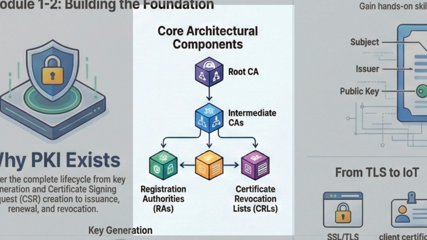The certificate lifecycle starts with secure key generation, followed by creating a certificate signing request that binds a public key to identity data. After validation, a certificate is issued and used by clients and servers. Over time, certificates must be renewed before expiry, and if compromise or policy violations occur, they must be revoked so relying parties stop trusting them.